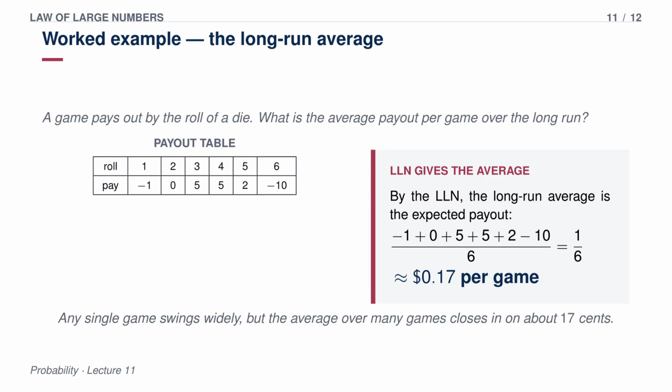And here's the law of large numbers doing its job. Any single roll is the wild puppy. You might step on that -10 landmine, but average over thousands of plays and it heals right onto the calm 17-cent path. The single play is chaos. The long-run average is steady and basically inevitable, which is the whole reason a casino never sweats one lucky winner.